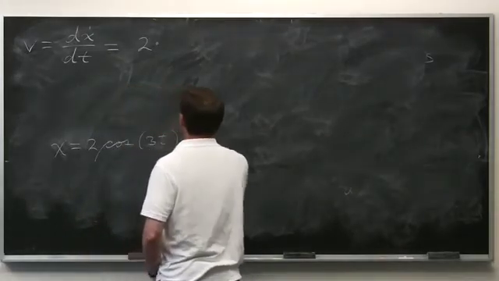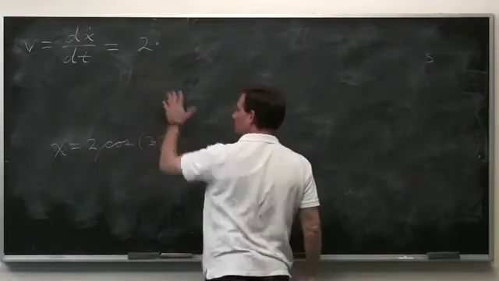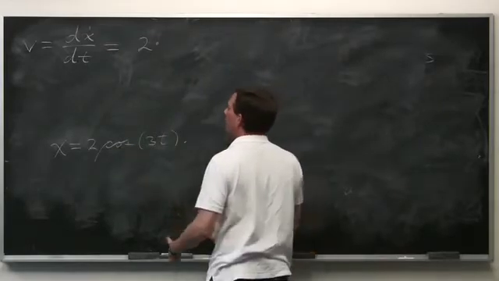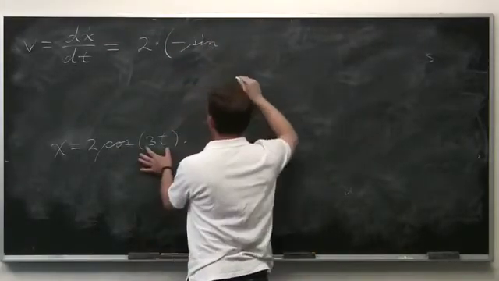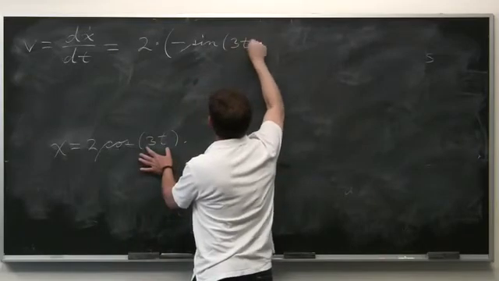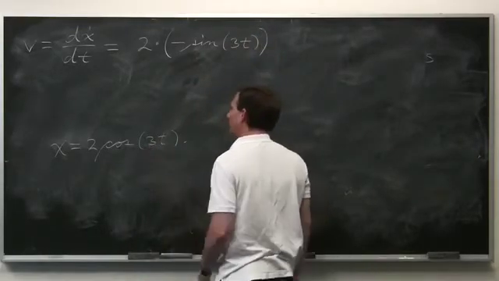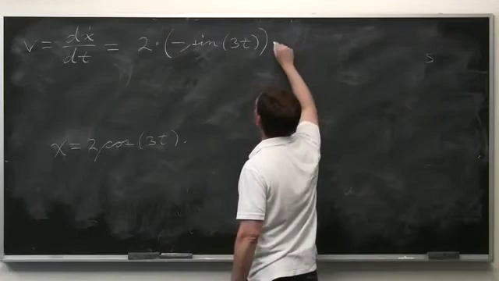We want to differentiate this, so the 2 is just a constant. You just pull that out. The derivative of cosine is minus sine. So you get minus the sine, you leave the inside stuff the way it was, but by the chain rule, you have to multiply times the derivative of 3t, so times a 3.